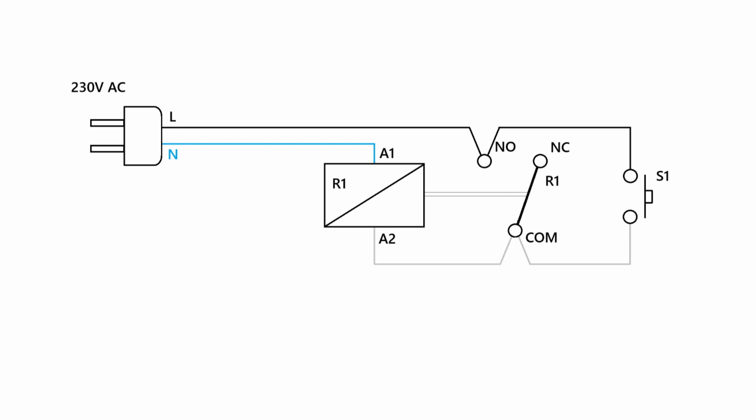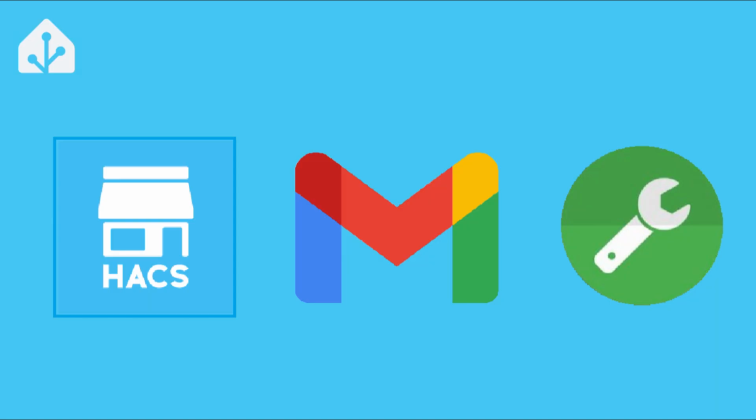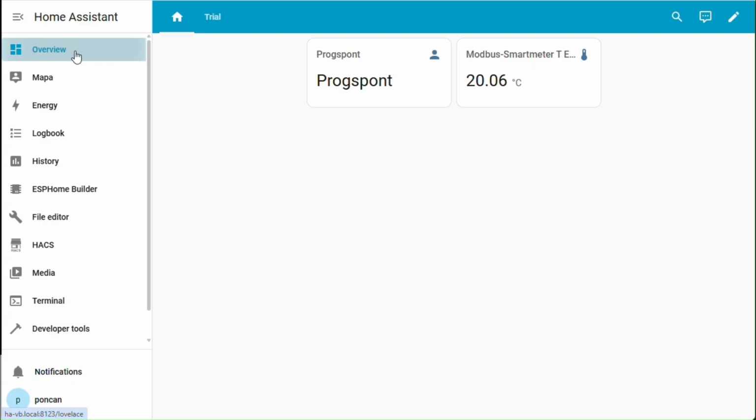To configure our notification system, we'll need to have installed Home Assistant with hacks and a notification system. We use Gmail, but it could be done with Telegram, and even a notification to the mobile phone app.